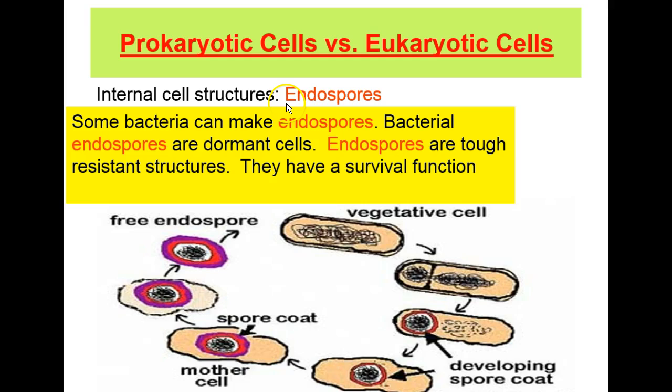Some bacterial cells can form endospores. Endospores are dormant forms of the cell. Endospores are tough, resistant structures that help microorganisms survive extreme environments, helping microorganisms survive extreme heat, lack of fluids, radiation, etc.